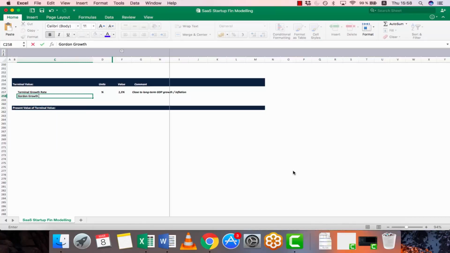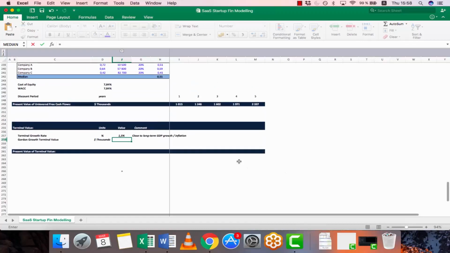Next, let's calculate the Gordon growth terminal value. It will be in thousands of dollars. So to do that, it's very simple. We will have to take our final free cash flow.